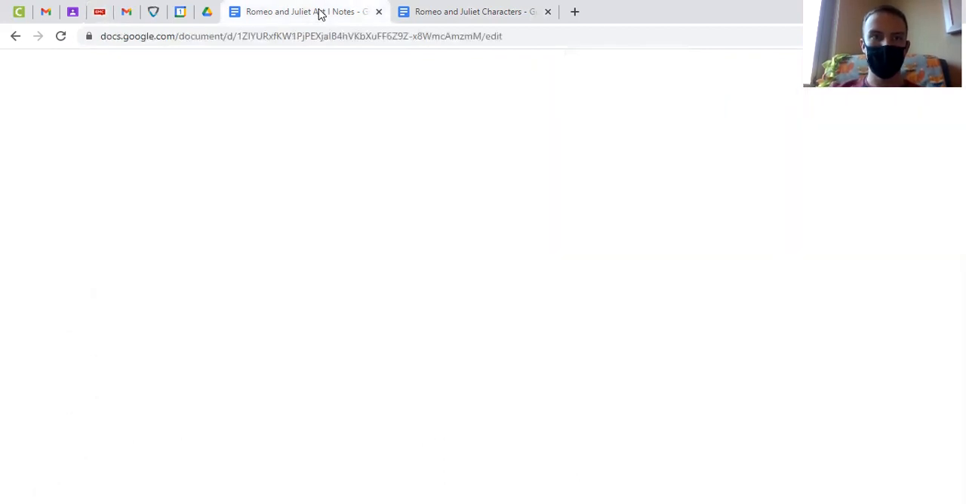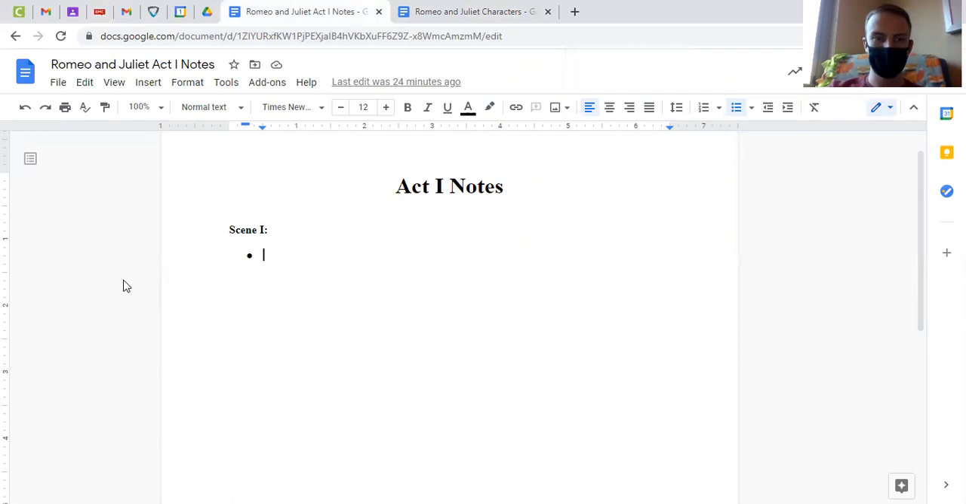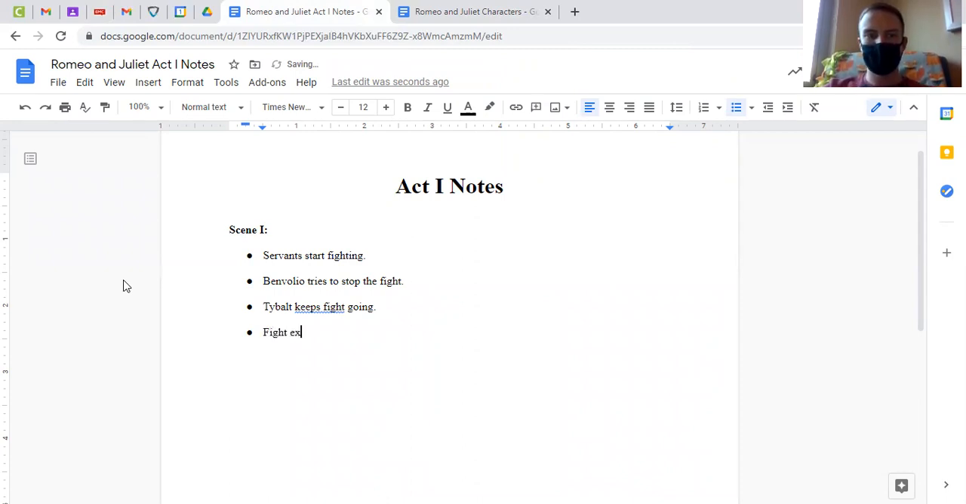All right, I forgot to keep up on the notes here. So we've got at the very beginning, servants start fighting. Benvolio tries to stop the fight. Tybalt keeps the fight going. Let's see here. Fight expands. We'll just put that. Basically, the citizens got involved. The Montague and Capulet showed up and were yelling at each other, waving their swords around. And then Prince Aeschylus shows up.